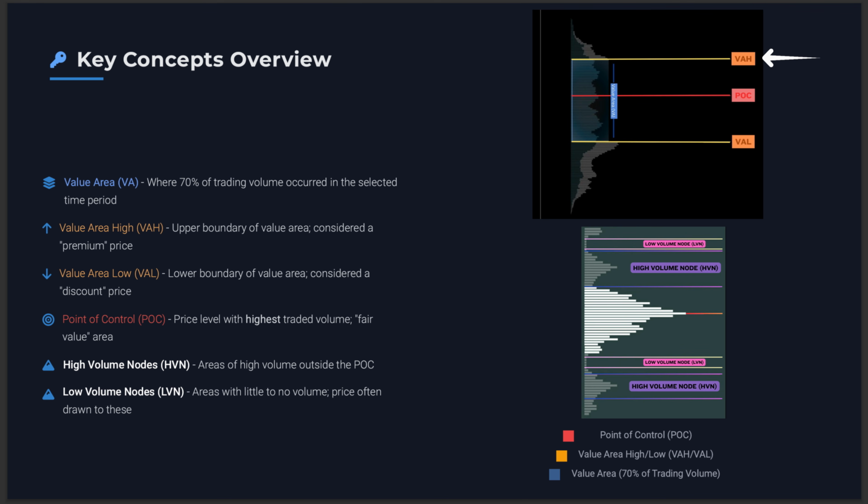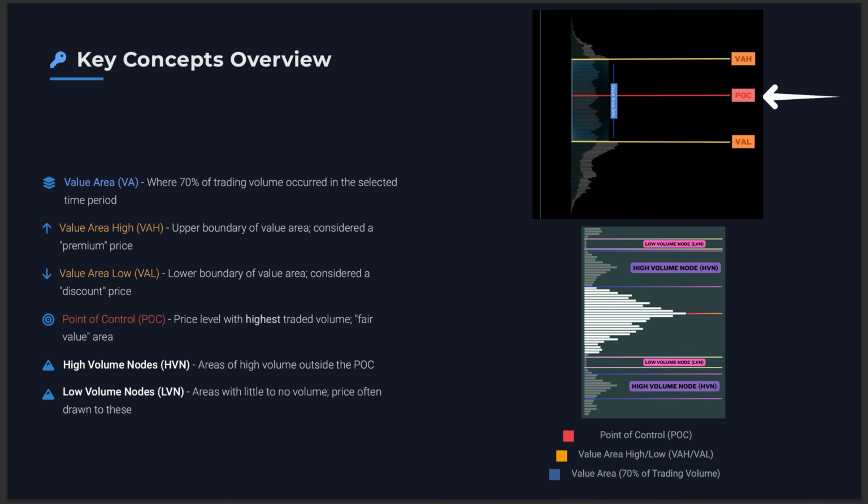The value area high, or VAH, is the upper boundary of this zone. When the price trades near the VAH, we consider it at a premium, meaning it's relatively expensive compared to where most trading occurred. This often becomes a resistance level where sellers step in. The value area low, or VAL, is the opposite, the lower boundary representing discount pricing. When the price drops to the VAL, buyers often see it as a bargain and step in, making it a natural support level.